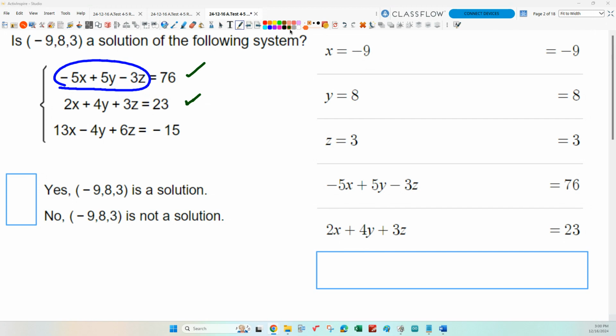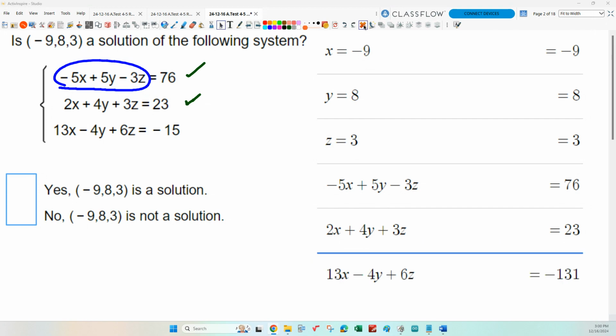Then I go down to the third equation, and with those values of the variables that I entered.